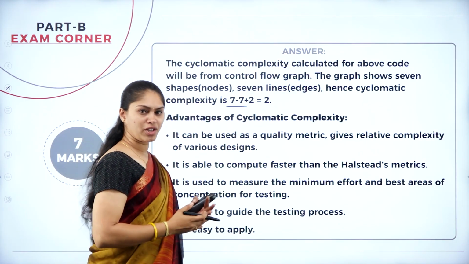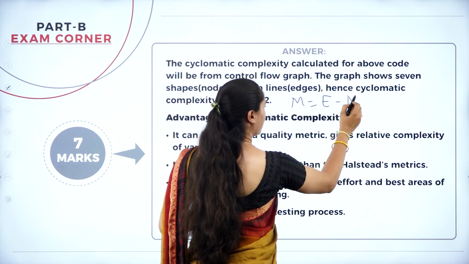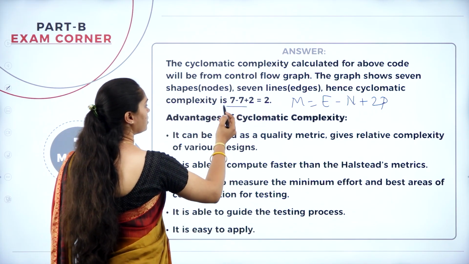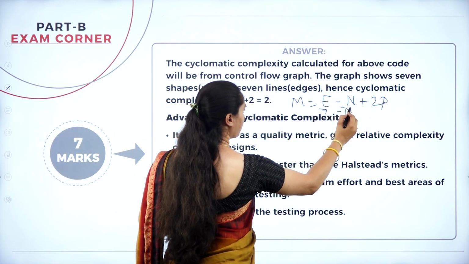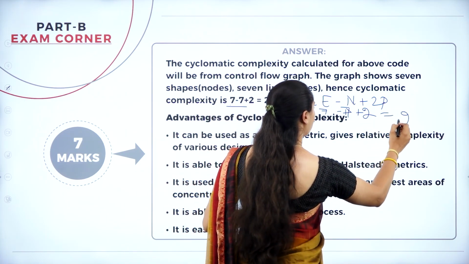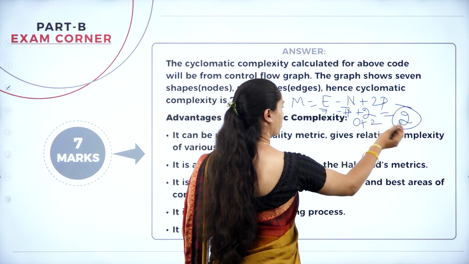Then how are we going to find the cyclomatic complexity? M = E - N + 2P, right? So here the number of edges is 7, minus the number of nodes, 7, plus 2. That's how we get the solution as 2. 7 minus 7 is 0, and 0 plus 2 is 2.